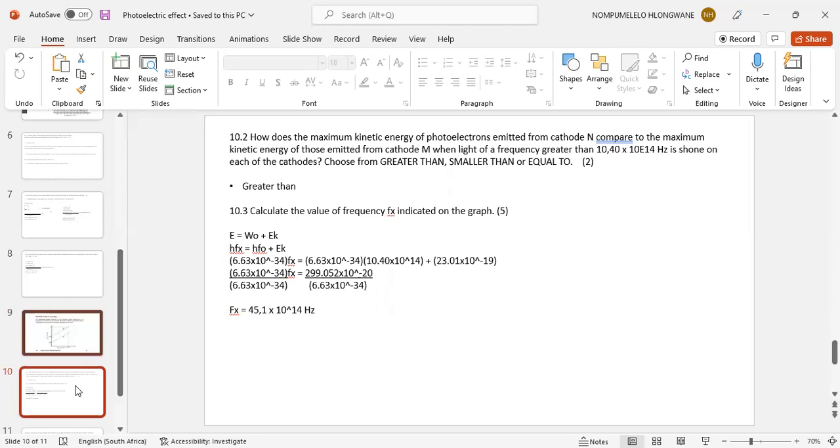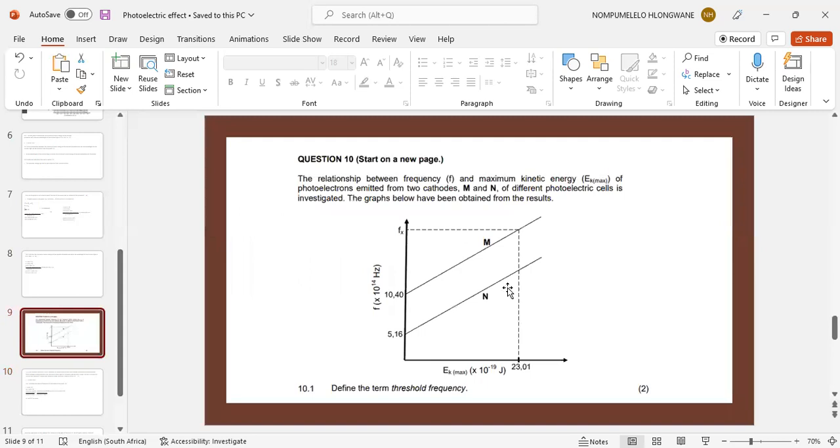So moving to the next question, it says calculate the frequency fx indicated on the graph. When you look at fx, it corresponds to cathode M. It is the y-intercept of the value at cathode M. So we are given the kinetic energy of the ejected electrons at this frequency.